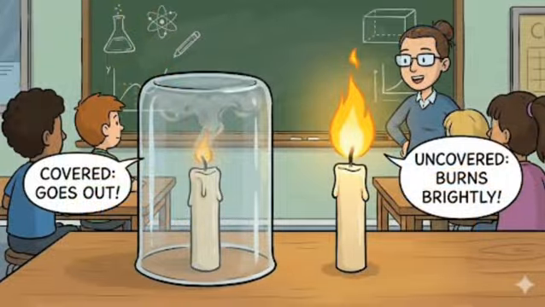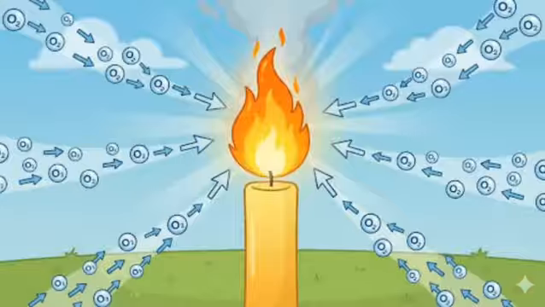Let's do a simple activity. Oxygen is necessary for burning. When you cover a burning candle with a glass tumbler, the flame goes out after some time. Why does this happen? Because the oxygen inside the tumbler gets used up. This proves that oxygen is essential for combustion.